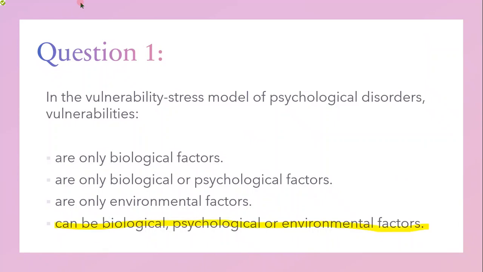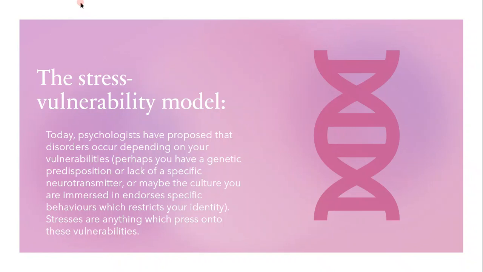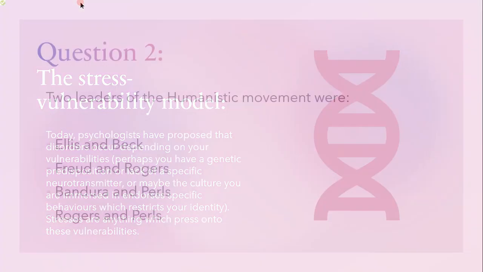Well, they can be biological, psychological, or environmental factors. So today psychologists have proposed that disorders occur depending on your vulnerabilities. Perhaps you have a genetic predisposition or lack of a specific neurotransmitter, or maybe the culture you are immersed in endorses specific behaviors which restricts your identity, and stresses are anything which press onto these vulnerabilities.